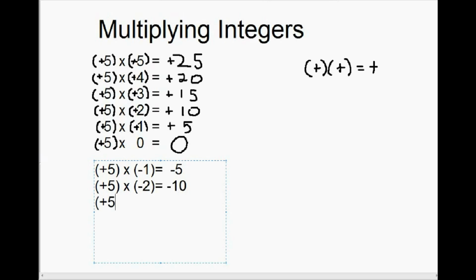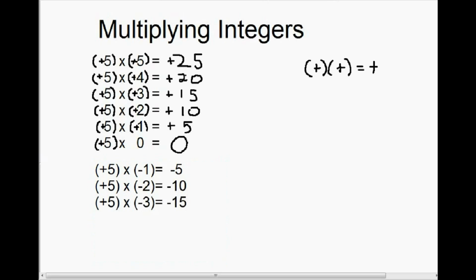So we're going to continue with our positive 5 times tables. The next value we're going to multiply that by would have to be negative 3, and the answer to that has to be negative 15. So what you probably start to recognize here is that when we're multiplying a positive times a negative, the answer always seems to be a negative.